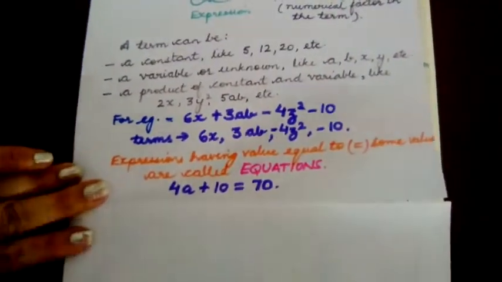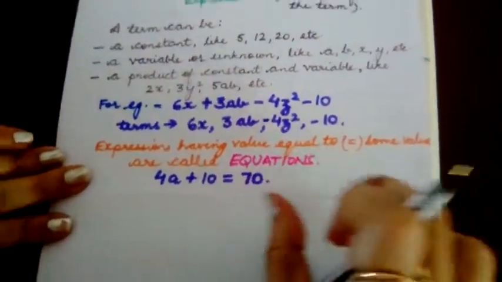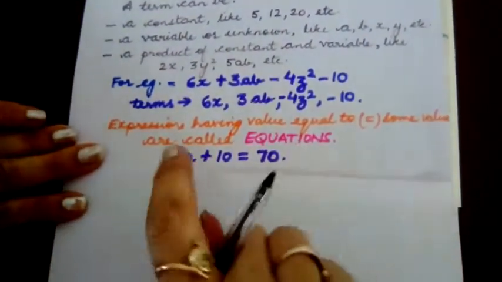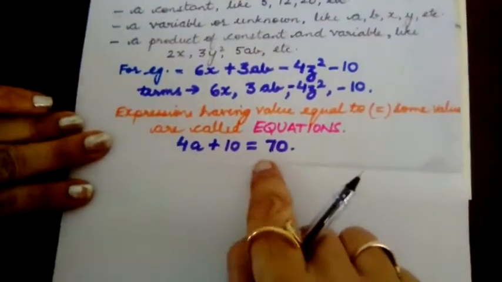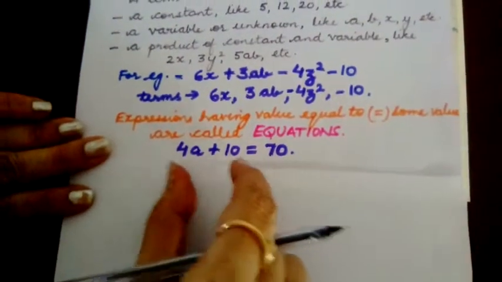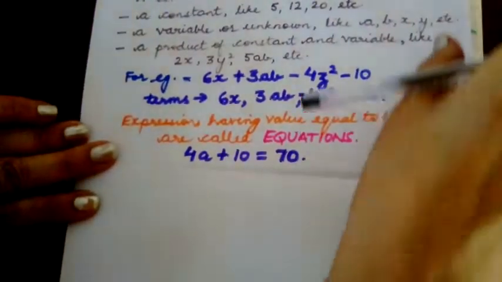Now we see equations. An expression having a value equal to some other definite value is called an equation. For example, 4a plus 10 equals 70. This expression 4a plus 10 has been equated to 70. So it is an equation.